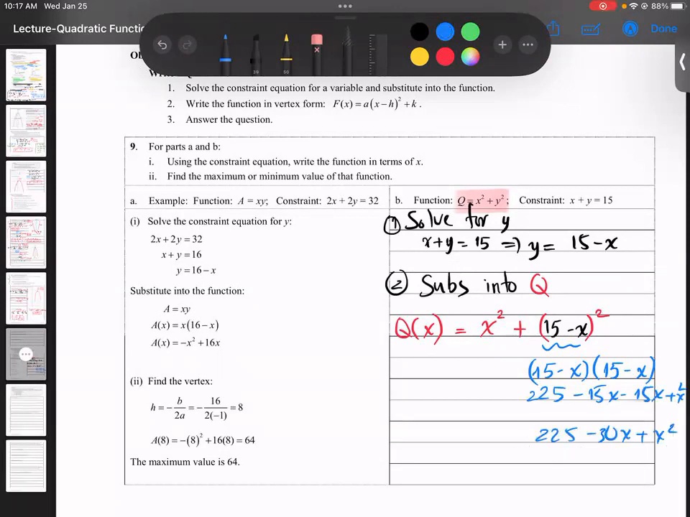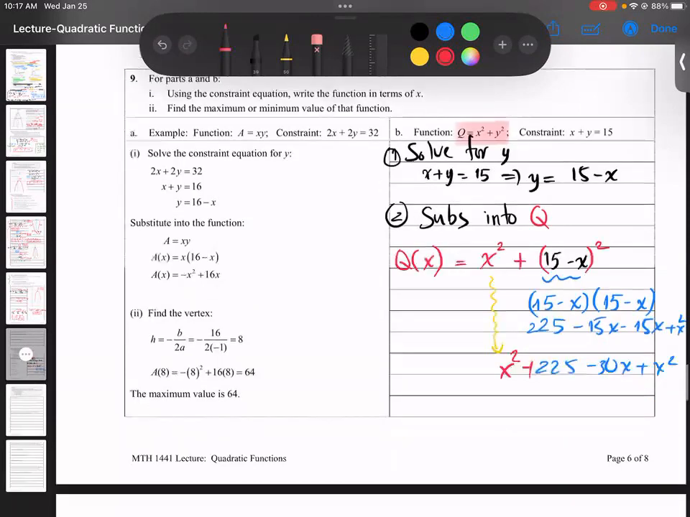And then don't forget to bring down the x squared here. Simplify more. x squared plus x squared, that's 2x squared. Write it in descending order, so minus 30x first, and then add 225 last. So far, so good. So that's step one and step two. My goal is to convert an equation of two variables into just one variable. The reason being because I need to find the vertex.